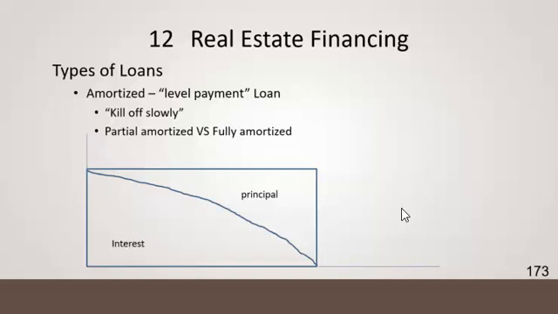If you expand it and go the full term so that at the end, what you're left with is zero, this is said to be fully amortized. I fully amortized the loan, which means I took a balance all the way down to zero. You can stop somewhere in the middle. They call this partially amortized.